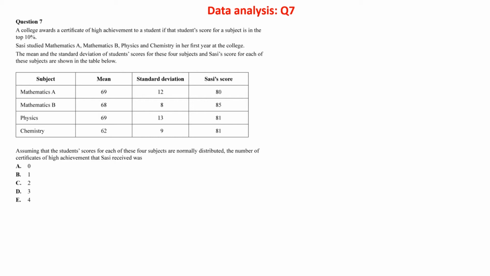So we're looking at data analysis question 7, and the key point when you read this question is that we're trying to work out whether some subjects are ones where the students are going to get high achievement, and to do that they need to be in the top 10%. We've got 4 subjects: Maths A and B, Physics and Chem. We're provided with the mean, standard deviation and their score. We're also told the student scores are normally distributed.